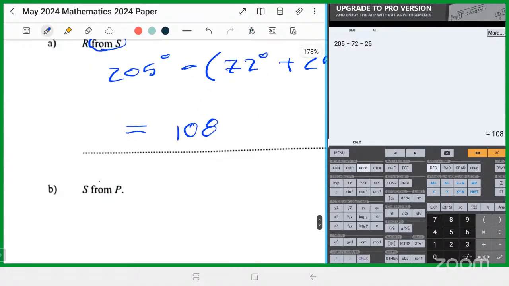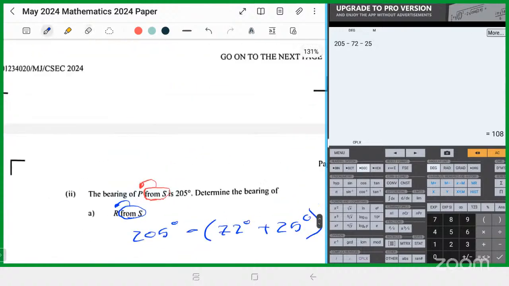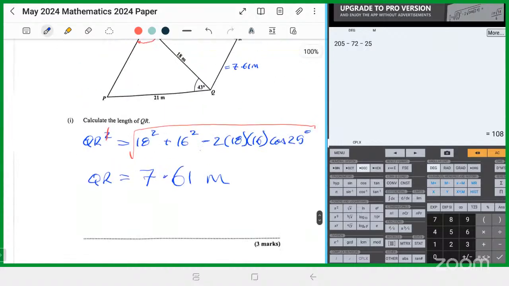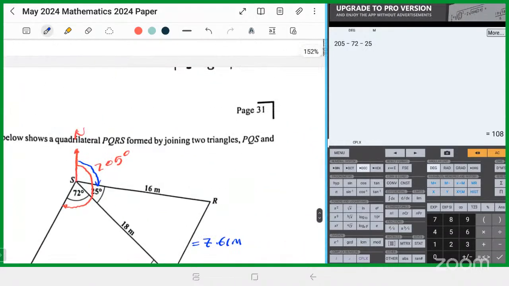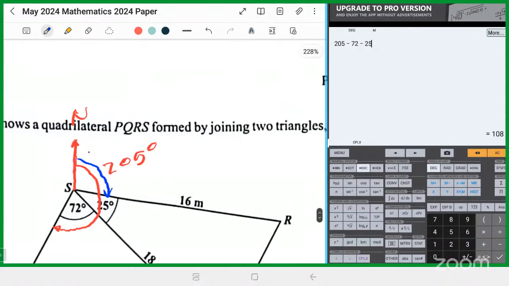Then I want the bearing now from P to S. I want the bearing in the direction P to S. Remember, bearing is just a direction, guys. Let's look at the diagram. This blue angle worked out as 108, just in case we need it. The blue angle here is 108 degrees. The red is this one over here.